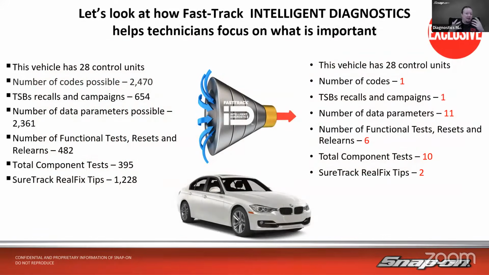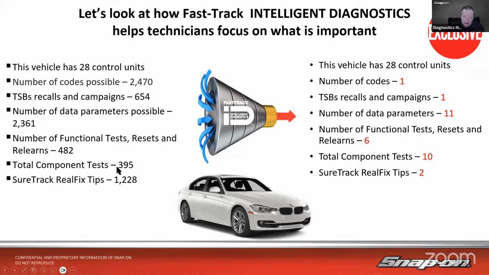Really, the way I like to think about it is it's a great filter, right? It takes all the noise and all the stuff that's going on in the car, 2,300 different PIDs, 654 TSBs, 2,400 codes, filters out the noise and brings us down to one code at a time. We're going to work on one code at a time. One TSB for that code, 11 data parameters in this example, 6 functional tests, 10 component tests, and 2 real fix tests. So I don't have to filter and function through all that stuff.